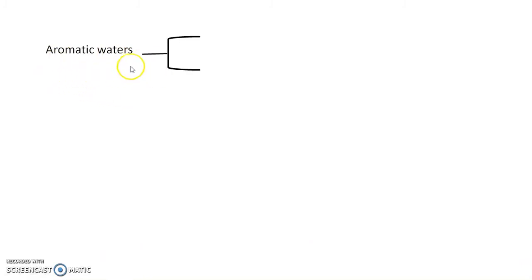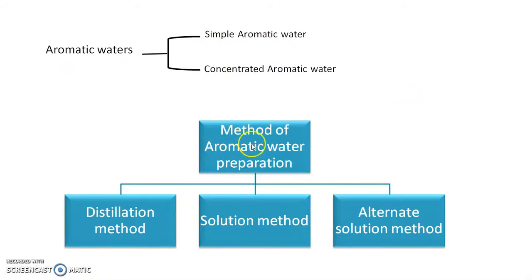Then next we see what the types of aromatic waters are. Aromatic waters are mainly of two types: simple aromatic waters and the concentrated aromatic waters. Then methods of aromatic water preparation are mainly three: a distillation method, solution method, and alternative solution method. First of all, we see the distillation method.